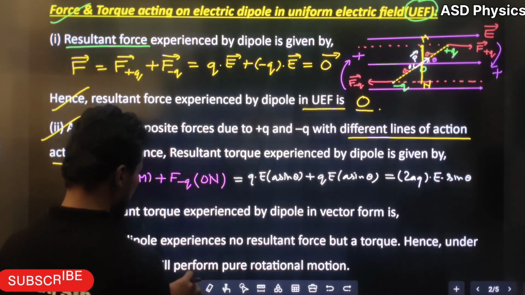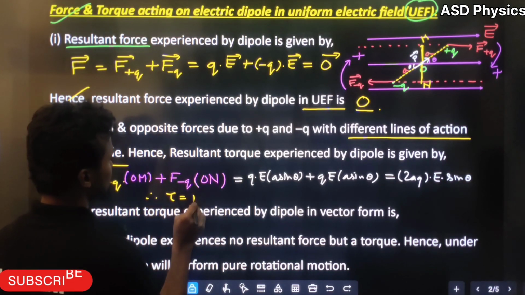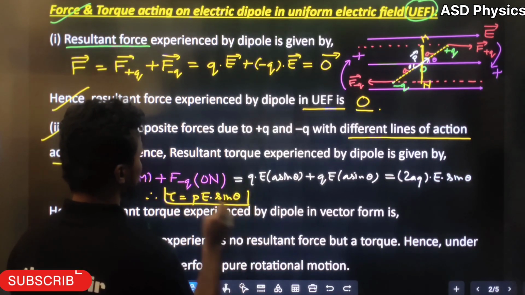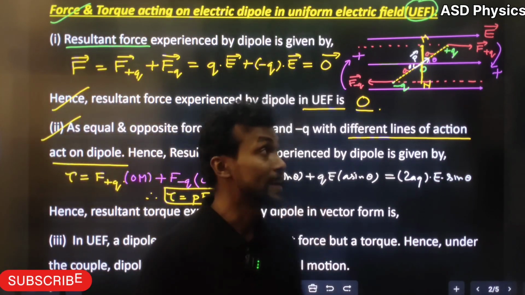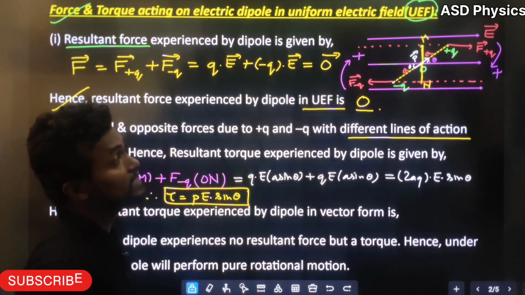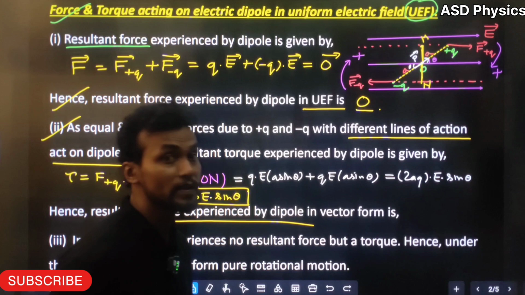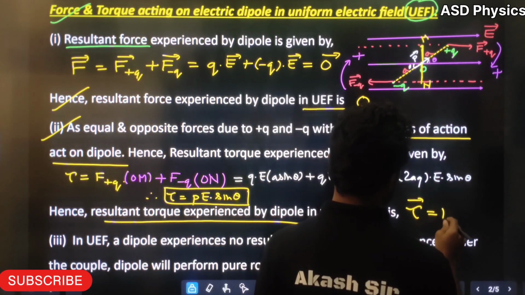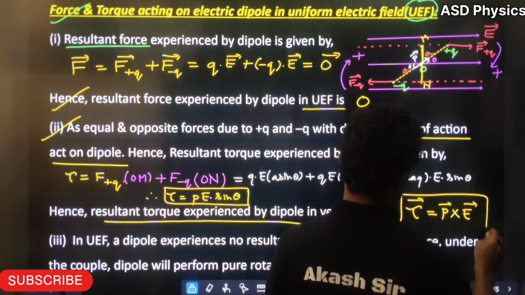Okay, so hence we can write here, hence this torque is given by what? PE sin theta. Okay, P is the dipole moment, E is the electric field, and theta is the angle between the dipole moment and the electric field. After that, the resultant torque experienced by the dipole in vector form is given by, right? Because torque is a vector quantity, so which product do we have to take? We have to take the cross product, right?